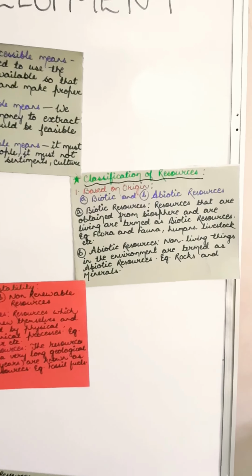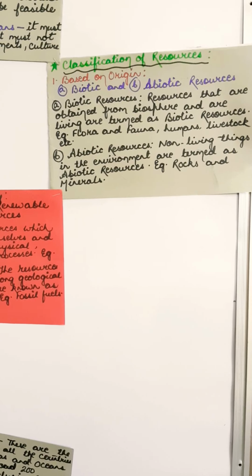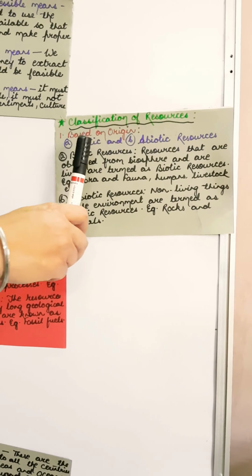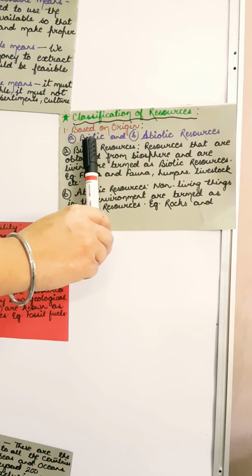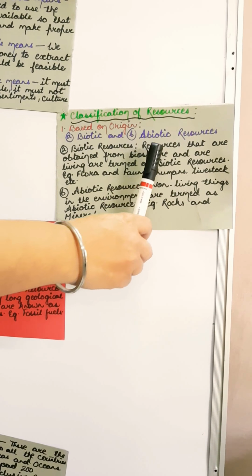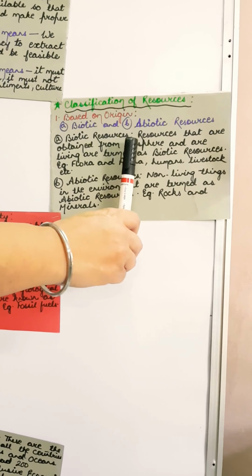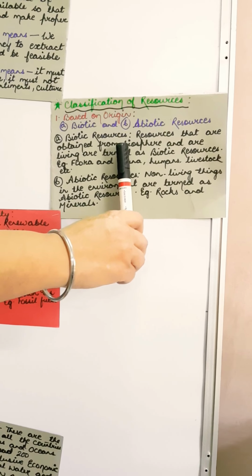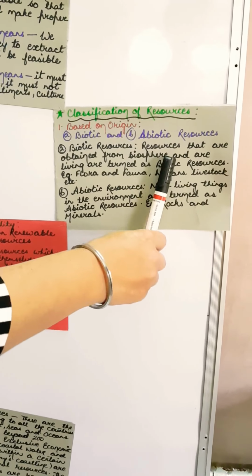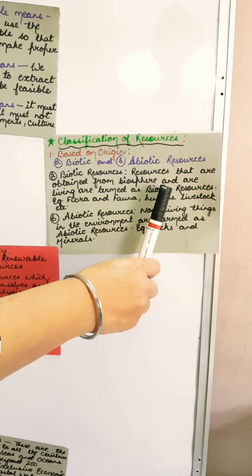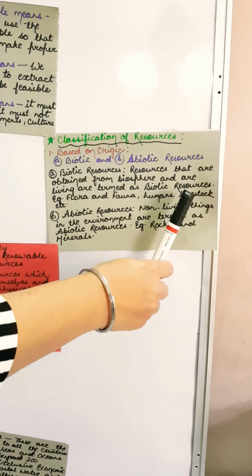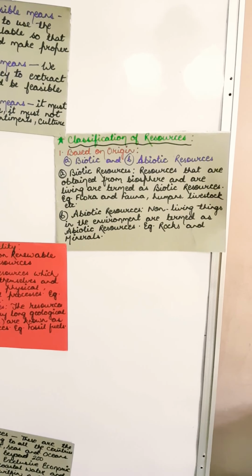Now, when you have the definition of resources, we'll come to the classification of resources. Based on origin, we have two types of resources, that is biotic and abiotic resources. Biotic resources are resources that are obtained from the biosphere. Students, see the spelling, biosphere, biotic. Resources that are living are termed as biotic resources. Examples are flora and fauna, humans, livestock, etc.